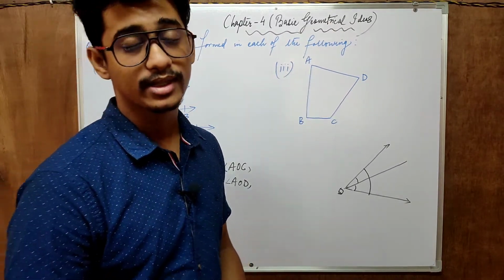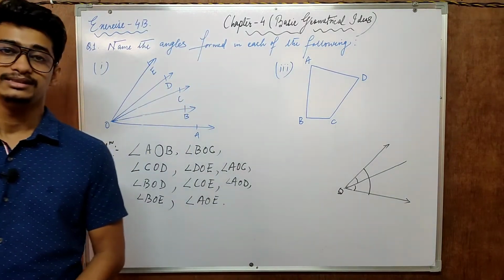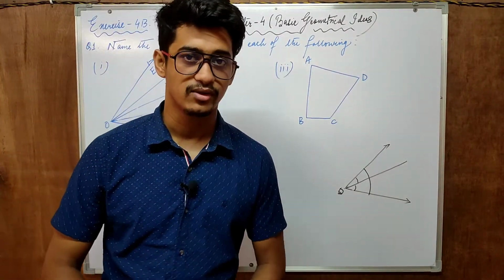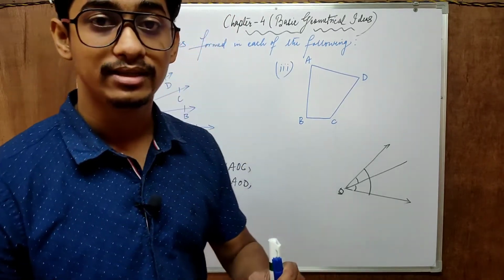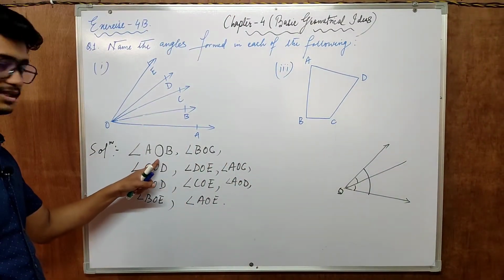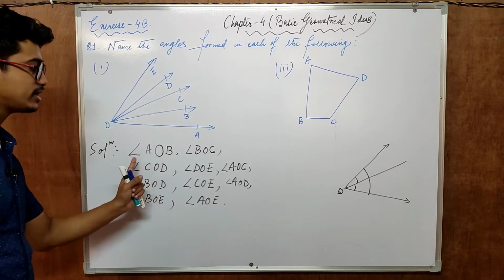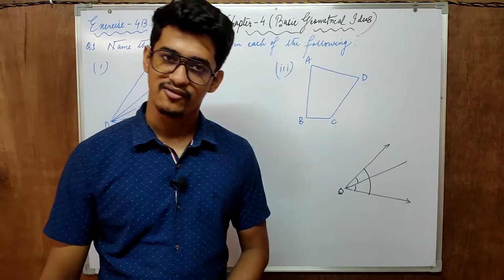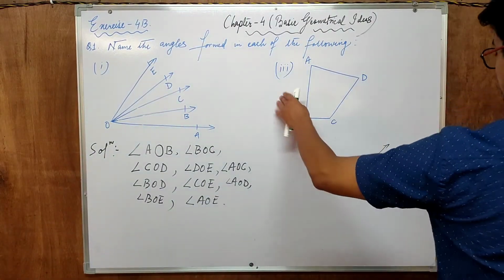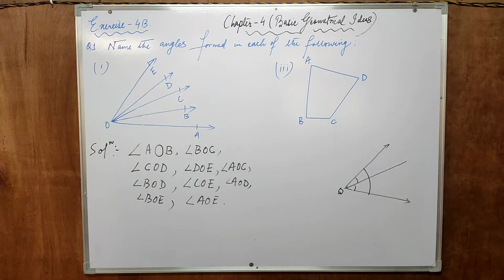I hope you got it, how to exactly form the angle. The key concept is that where the two rays meet, the meeting point should be in the middle, and the arm points will be either on the left or on the right. All right, fine. After that, let's do this particular question.